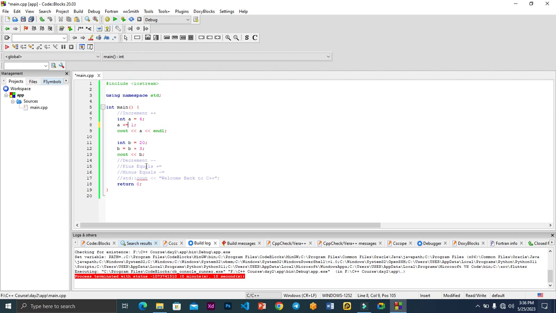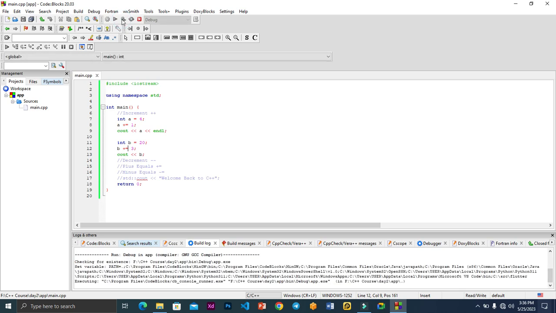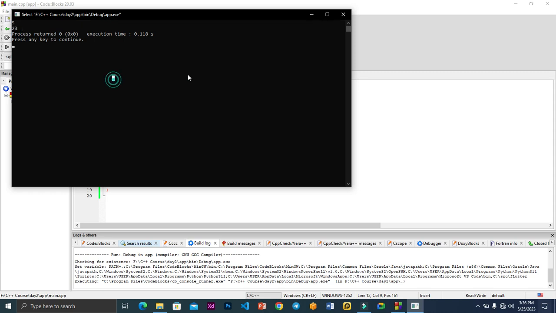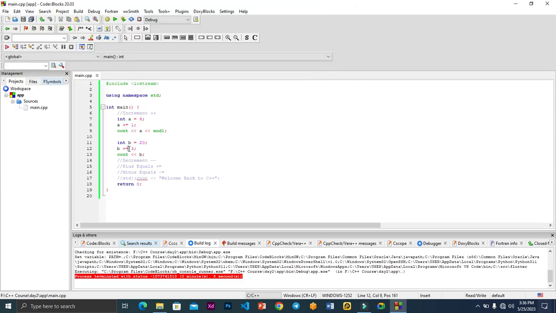The same way we can also do this. Remember, the plus will come first before the equal to, so you can say a plus equals 1, meaning we are increasing a by that number. So when we run it, we can still see 5 and 23 right here. So we are increasing b by 3, and we are increasing a by 1.